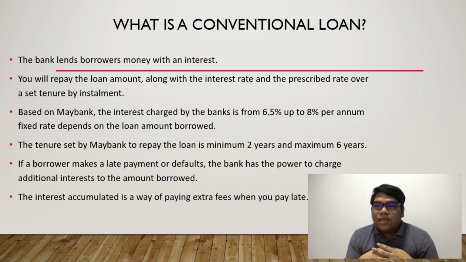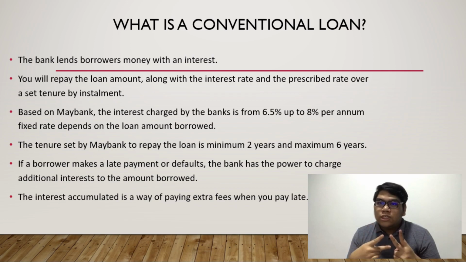For instance, when you take out a loan, you will repay the loan amount along with the interest rate, at the prescribed rate over a set tenure by installment. Based on Maybank, the interest charged by the bank is from 6.5% up to 8% per annum fixed rate, depending on the loan amount borrowed. Moreover, the tenure set by Maybank to repay the loan is a minimum of 2 years and a maximum of 6 years.